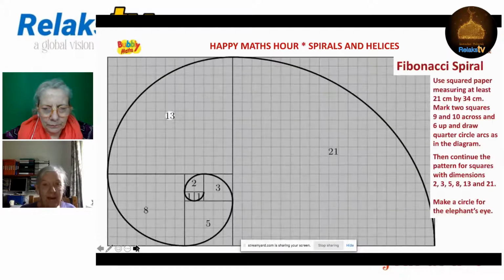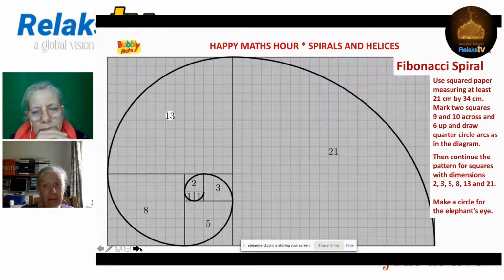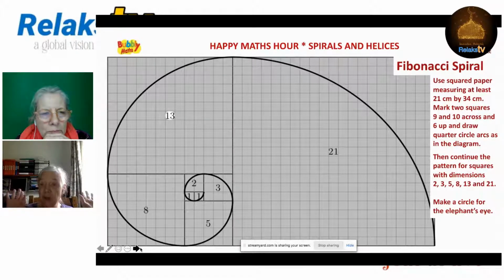And now we have got the Fibonacci spiral. Now, we mentioned earlier that the Fibonacci sequence starts with 1, 1, and then you add the ones to get 2, and then you add 1 and 2 to get 3, and then you add 2 and 3 to get 5. Have you found these numbers on the screen? And then you add 3 and 5 to get 8, and 8 and 13 to get 21. And that's as far as this goes. But what we have here is a Fibonacci spiral.